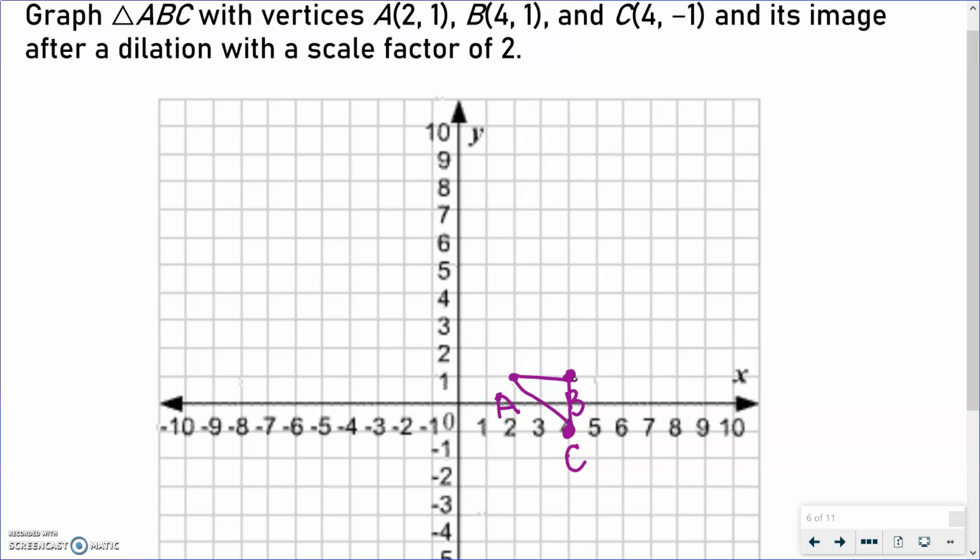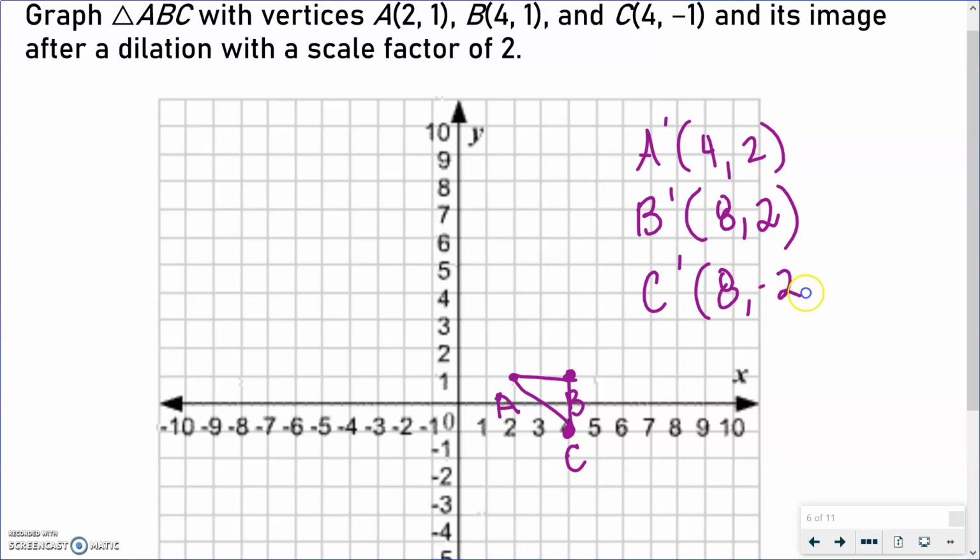The dilation is a scale factor of 2, so we are just going to multiply each of these points by 2. We get 4, 2 for A prime. B prime will be 8, 2. And C prime will be 8, -2. Then I'm going to graph those. I'm going to go to 4, 2, and this is A prime. B prime is at 8, 2. And C prime is at 8, -2.